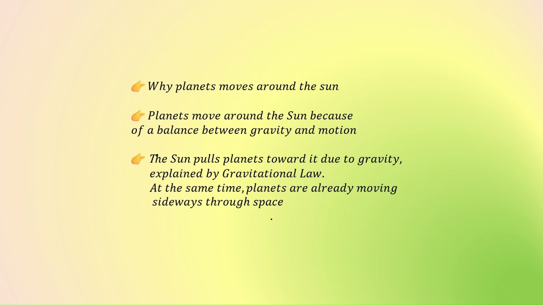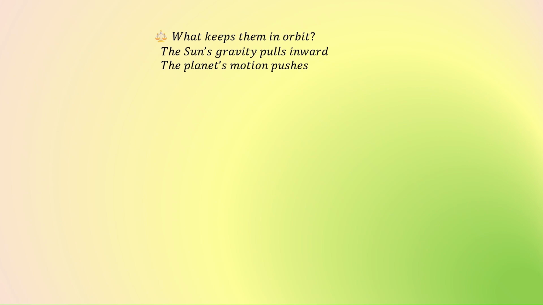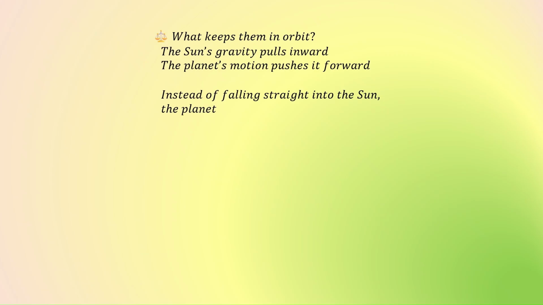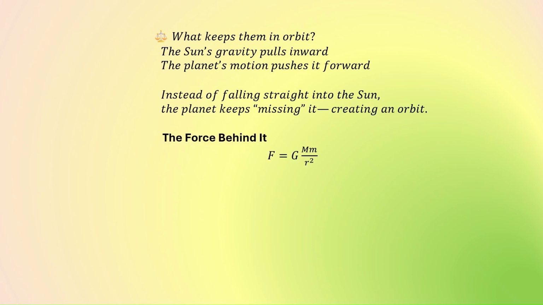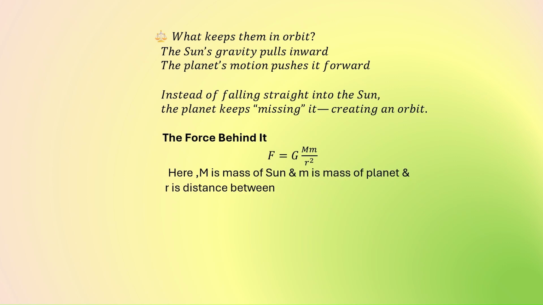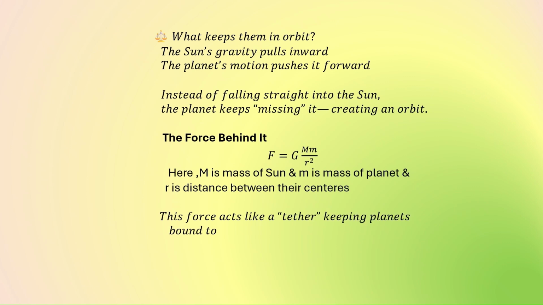What keeps planets in orbit? What stops planets from flying away, or crashing into the sun? It's all about balance. The sun's gravity pulls planets inward, while the planet's motion pushes it forward through space. Instead of falling straight into the sun, the planet keeps missing it again and again. And that creates an orbit.